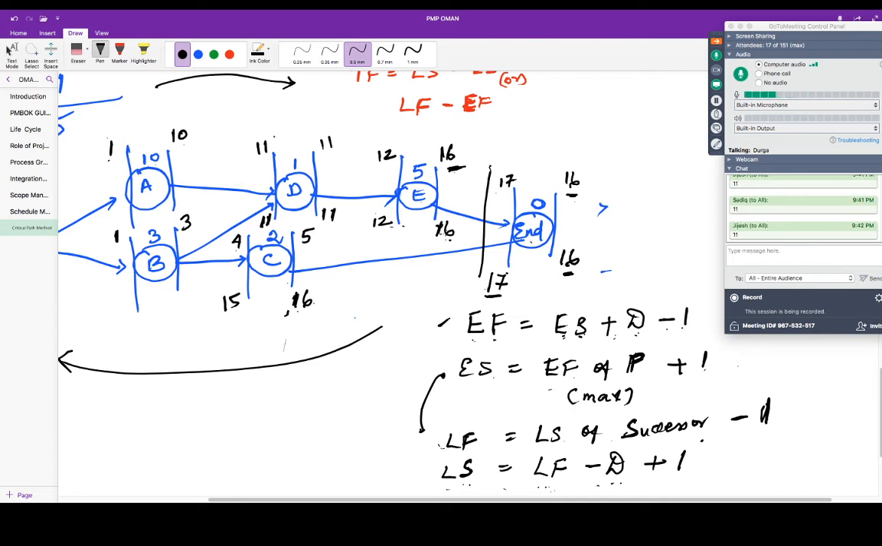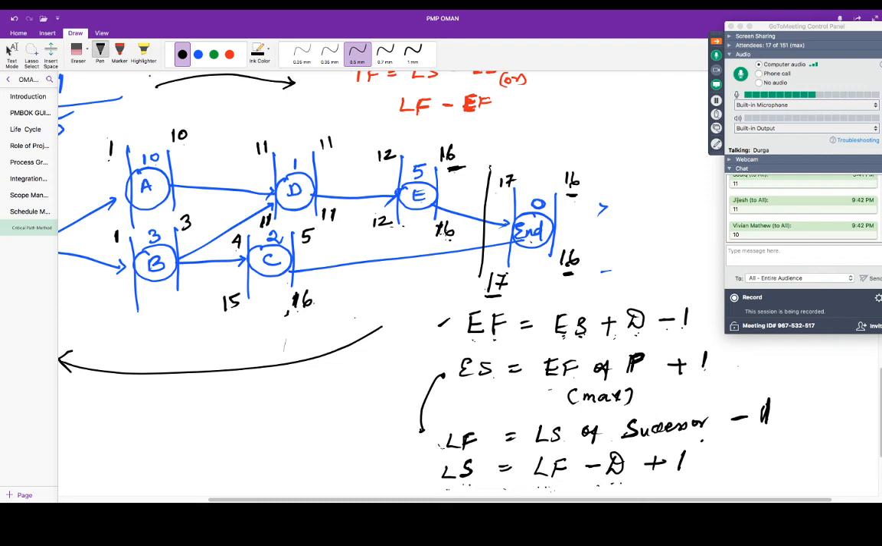Now come to B. At least when you should finish B. B has two successors. D is a successor and C is also a successor. D's latest start is 11. C's latest start is 15. So which one would you take? You should take the minimum.